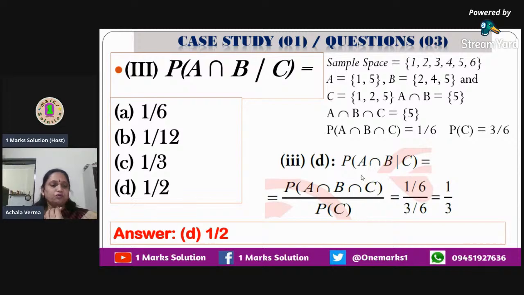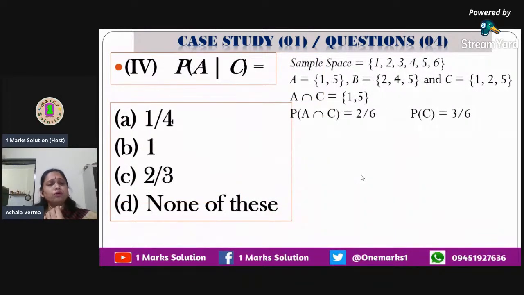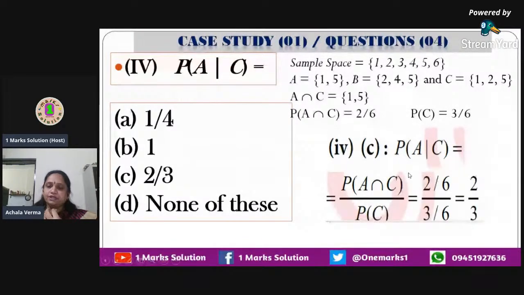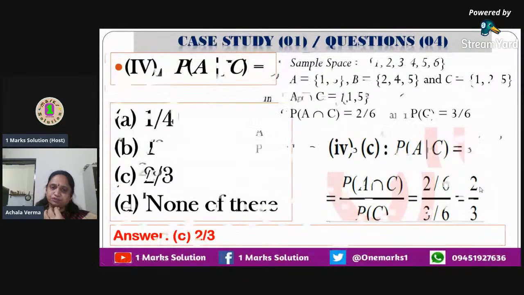Now we move to the next. Probability of A when C has already occurred. We need to find the probability of A intersection C. A and C have two common elements, 1 and 5. Therefore, probability of A intersection C becomes 2 by 6 and probability of C is 3 by 6. Easy to calculate now. Probability of A when C has already occurred is probability of A intersection C upon probability of C, which is 2 by 6 upon 3 by 6 equal to 2 by 3, and so C is the right option.